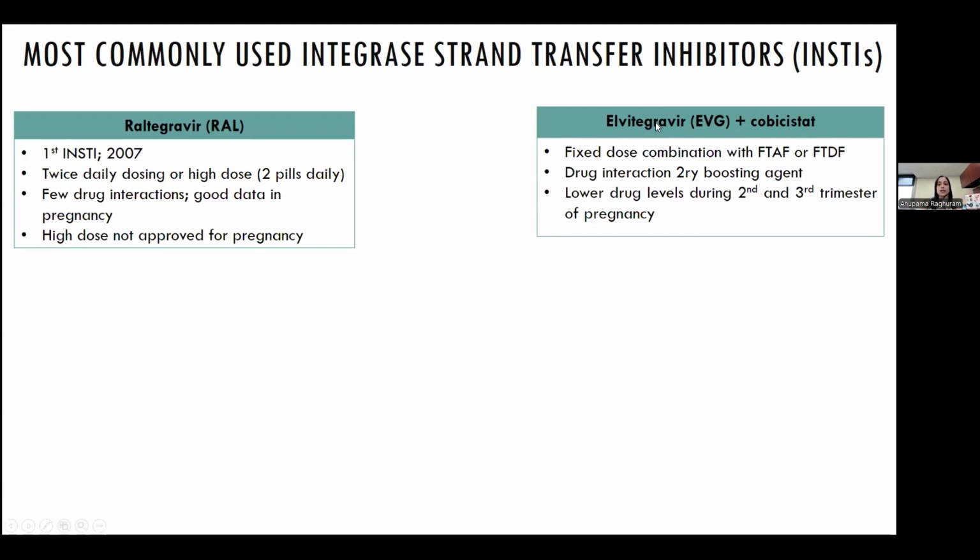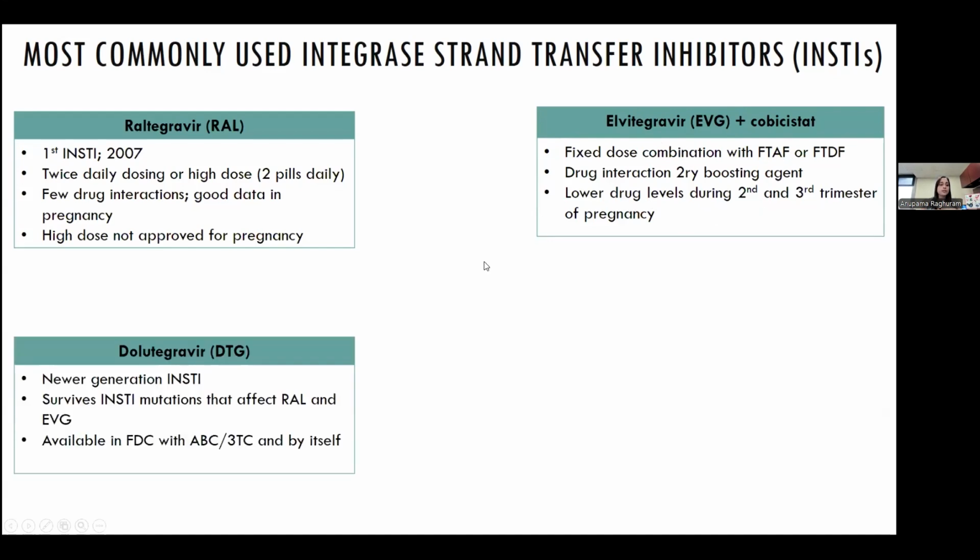This one does come in a fixed dose combination, so single tablet with both FTAF and FTDF. Watch out for drug-drug interactions because of that boosting agent, the cobicistat. And this one, unfortunately, there are lower drug levels during second and third trimester of pregnancy, so you can't use it in pregnancy.